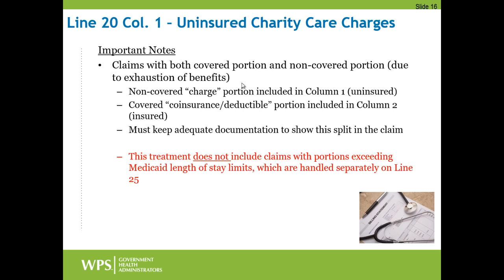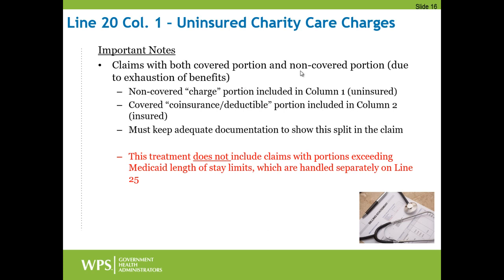You always have to remember that column 2 is the insured portion, and generally, except for that one exception with the Medicaid length of stay limit, other than that, generally the column 2 amounts are just the deductible coinsurance portions that do not need to be reduced by the cost to charge ratio. Anything reported in column 1, which is usually an uninsured amount, does need to be reduced by the cost to charge ratio, because that's a charge amount. It's not a cost amount.